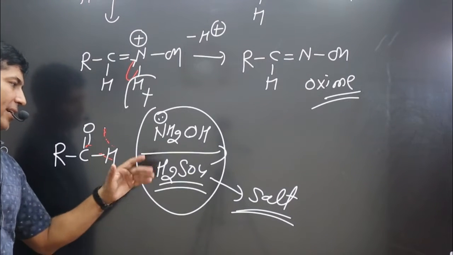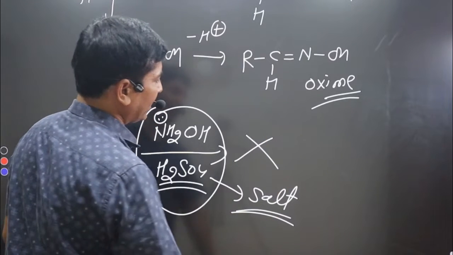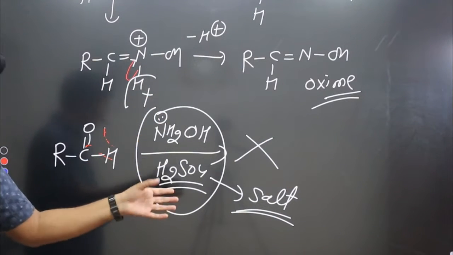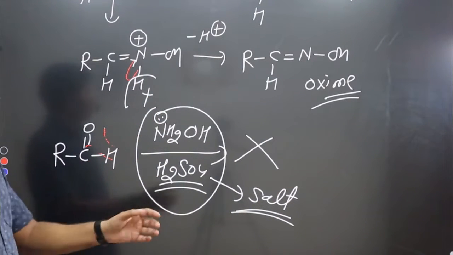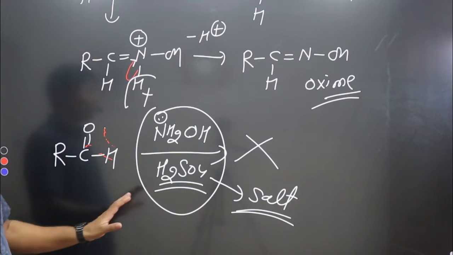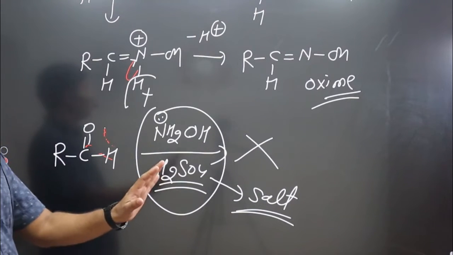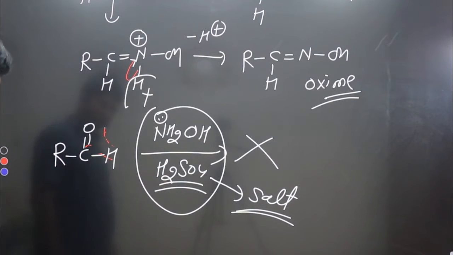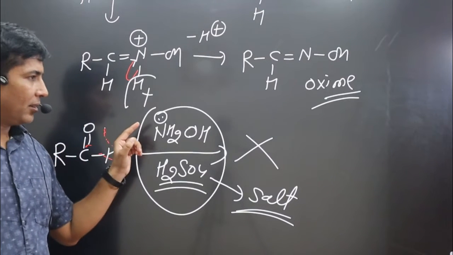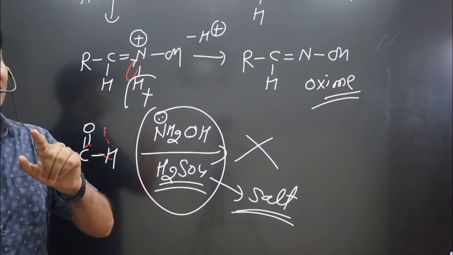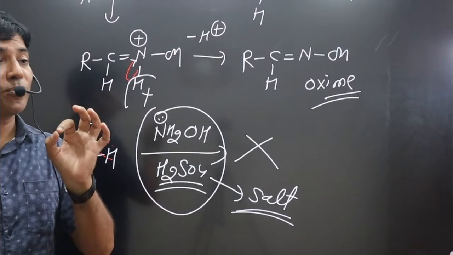So now you can see this reaction will not take place in the forward direction. Why? Because they will neutralize themselves, so their significance will be lost. Hence we can say this reaction does not take place in a strong acidic medium. It takes place only in mild acidic medium. The pH value is 3 to 4.